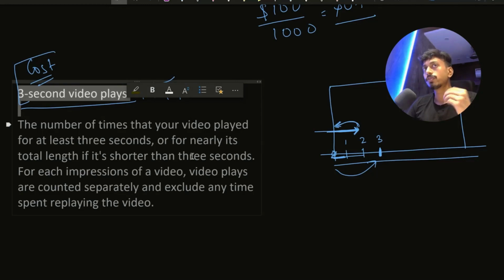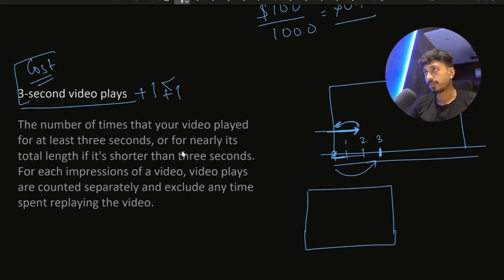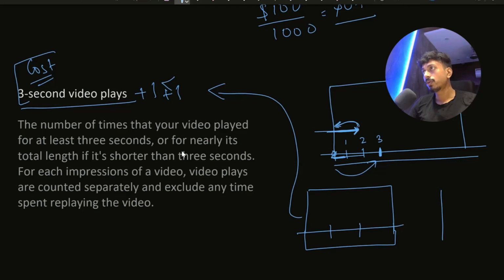Now there is one more aspect of video measuring which I want you to understand. What if the video's total size is 3 seconds? So what do you think is going to happen? Yes, it will trigger the 3-second video play. Now what if the video's total size is just 2 seconds? It is never going to reach 3 seconds, right?